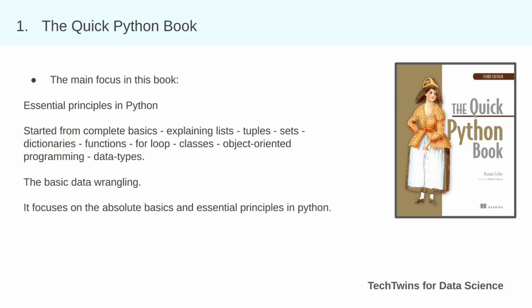So, these books are selected based on two criteria, the theoretical and practical parts. Both are still valid to 2023. So the first book is the Quick Python book.